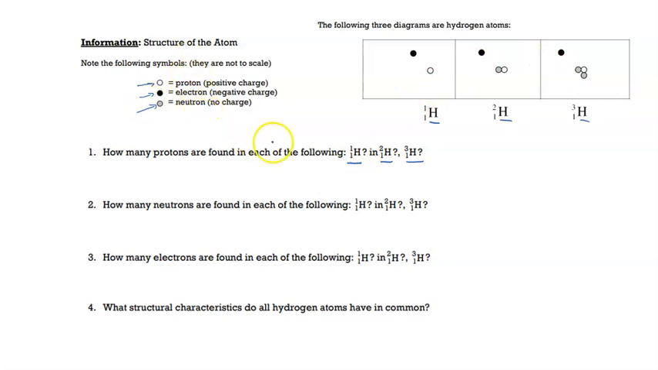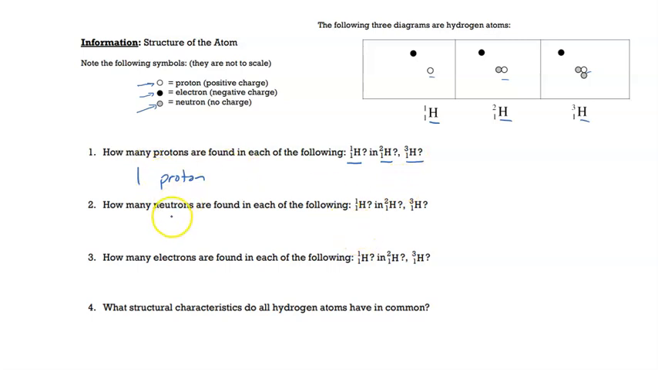Okay, so in this case, we're just going to simply look at our symbol, compare it to the model, and come up with numbers. So for example, it says how many protons are found in each of the following: hydrogen 1,1, 2,1, and 3,1. Now, in each of those cases, if we look at our model, we have 1 proton, 1 proton, 1 proton. So the number of protons is 1. There's 1 proton in all 3 varieties of hydrogen.